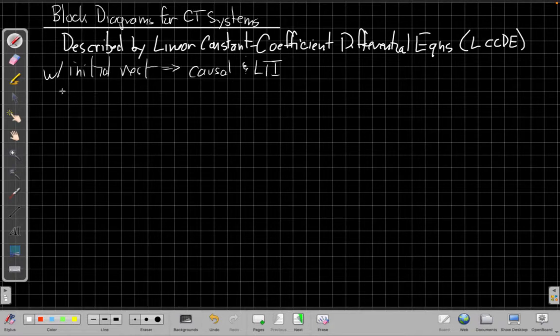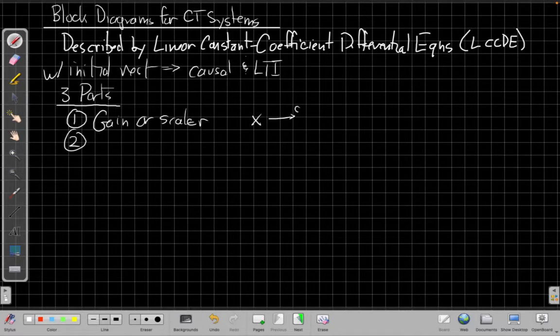We really need three parts to build one of those differential equations. At first glance, the obvious answer, well, pause the video for a minute and think if you can come up with the three parts I would need. One is a gain, or scalar, something to scale a signal by a constant gain. I'll represent it with x coming in and an arrow with some branch gain c next to it, so y would be c times x.